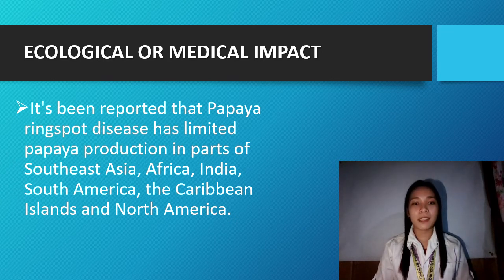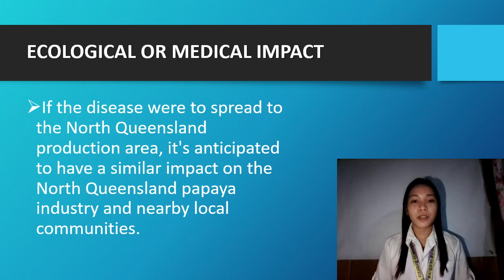When papaya ring spot disease was first detected in Southeast Queensland in 1991, it ended commercial production within a few years. If the disease were to spread to the North Queensland production area, it is anticipated to have a similar impact on the North Queensland papaya industry and nearby local communities. Home gardeners can be severely impacted by papaya ring spot disease, with plants usually dying within 1 to 2 years of infection. Once infected, backyard plants become stunted, fruit production declines, and any resulting fruit have poor flavor and texture.